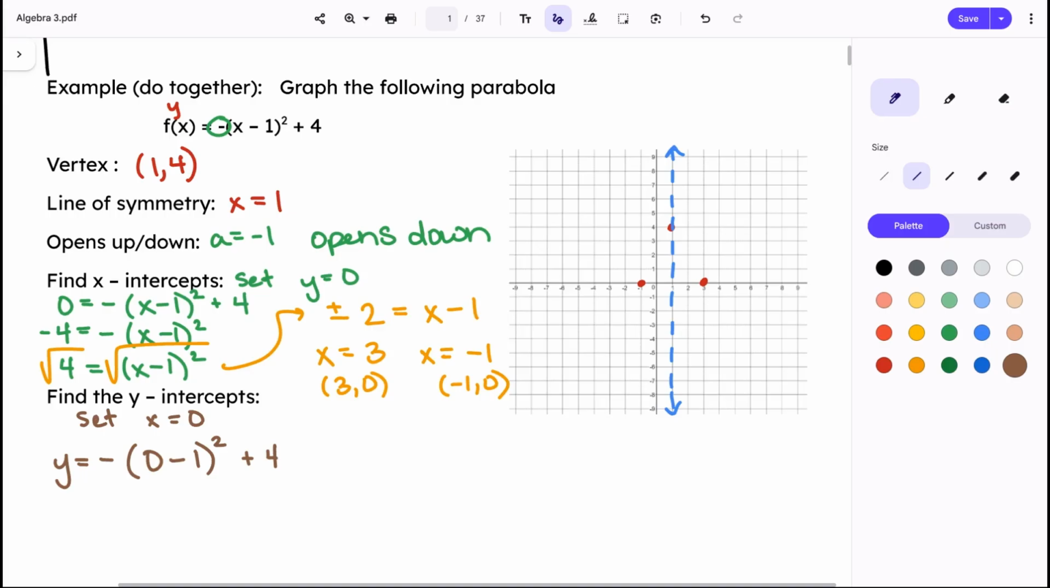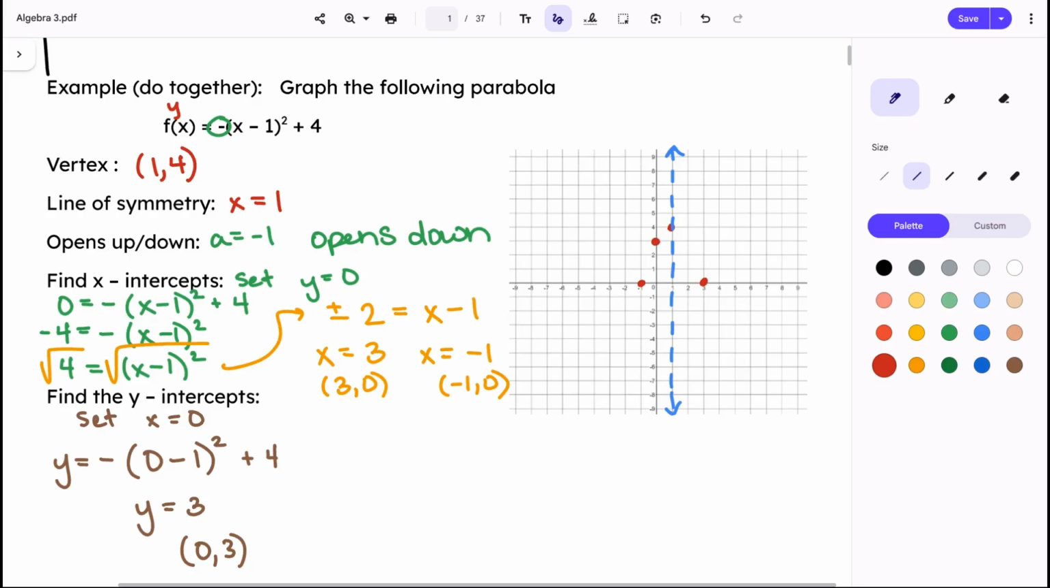Watch your signs on this one, especially that negative. If you're using a calculator to help you do this, which you can, just make sure you type it in correctly with the negative there. Okay, but you can also do this mentally. What's 0 minus 1? Negative 1. What's negative 1 squared? 1, but there's a negative in front, so now it's back to negative 1, and then plus 4? 3. How would I write that as a coordinate? 0, 3. There's only one y-intercept. So I'm going to go ahead and graph that point, 0, 3, which is right there.